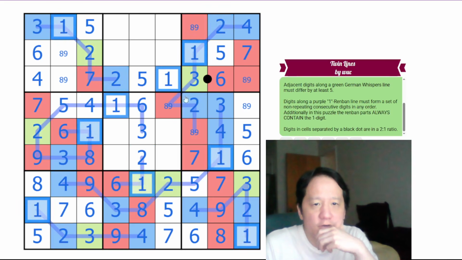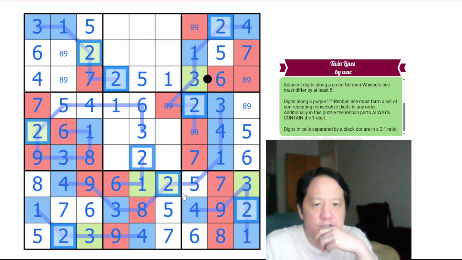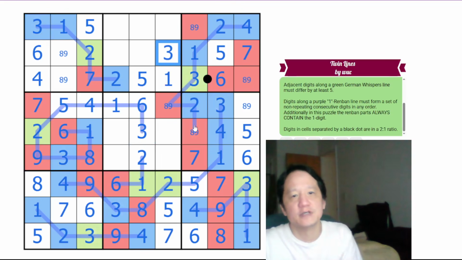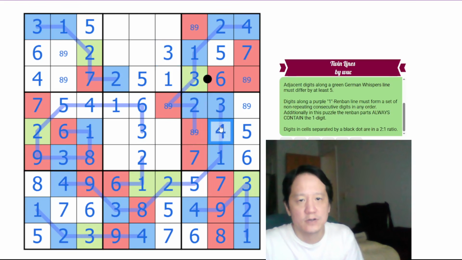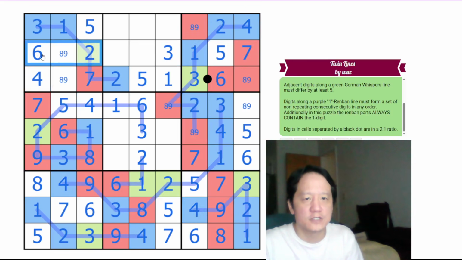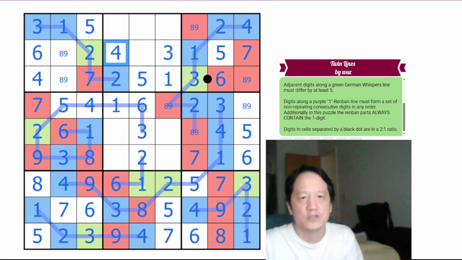We have all 9 1s. We should have all 9 2s. 3s. We have 8 3s, so we know where the last 3 has to be. It has to be there. 4s. The 4 in row 2 cannot be the filled-in digits. It can't be here because of 4 in the box. Can't be here because of 4 in the column. So 4 has to be there.